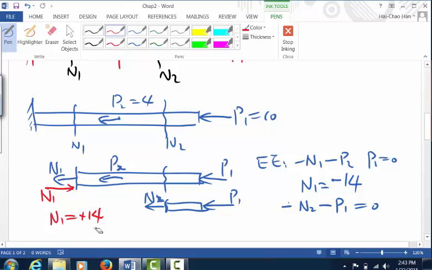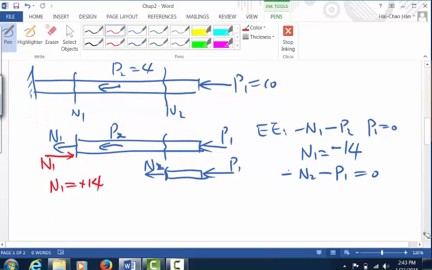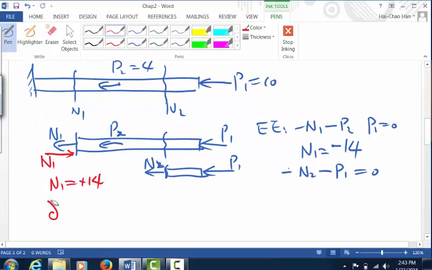Okay, now, what do you do with the next step? Let me write down what you do with the red solution. For this one, you calculate delta 1 equal to N1 L1 over E1 A1. This will give you a positive value, right? But what does this positive value mean? It means that you compress this much, right?